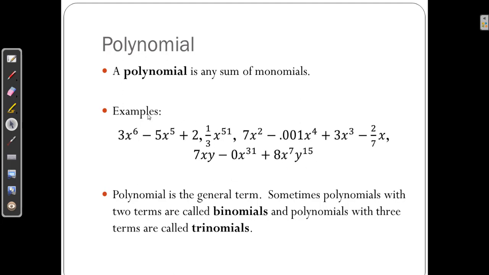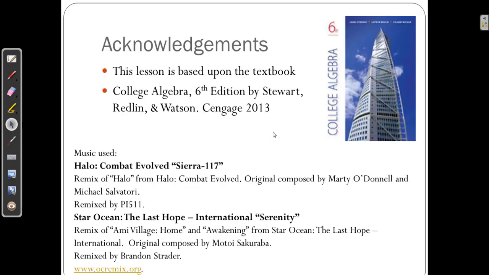So the leading coefficient is the coefficient of the leading term. So the leading coefficient of this first polynomial is 3. The leading coefficient of this third polynomial is negative 0.001. And the leading coefficient of this fourth polynomial is 8. That's actually going to finish off all the theory we're going to do in this section.